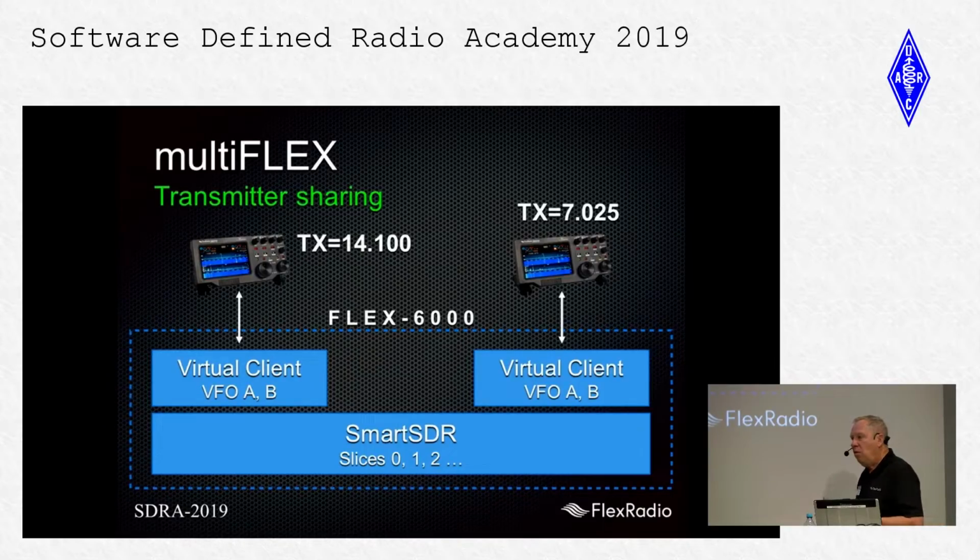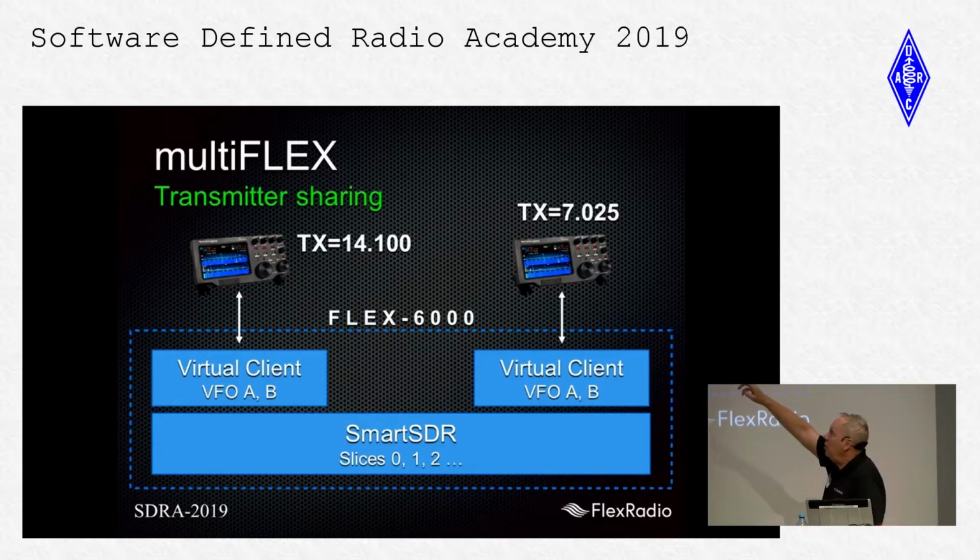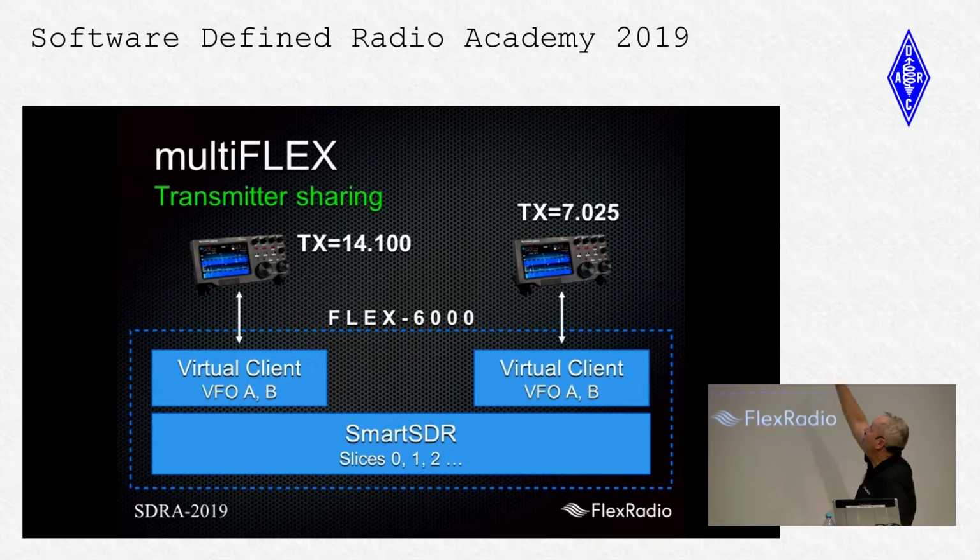So now, what do you do about sharing a transmitter? You only have one transmitter, so only one person can transmit at a time. So in this case, we have the client on the left on 14.1 and the client on the right on 7.025. We have the virtualized machine. How do we know who is transmitting and who has control? Because that's another virtualization problem.